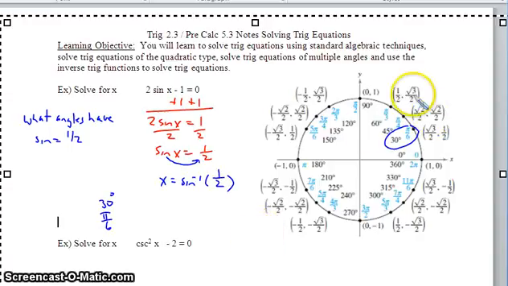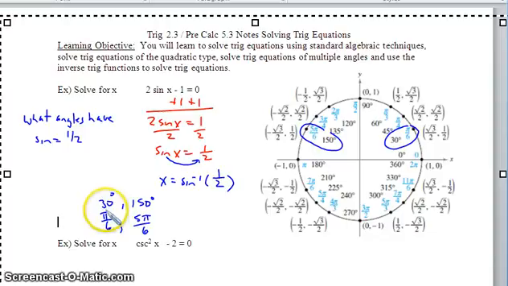Keep going around the unit circle. Let's see. Here's another angle right here. 150 degrees, and 5 pi over 6, which is the same thing, if I want to give it in radians instead. Keep going around the unit circle. That's a negative 1/2 for sine. That's a negative 1/2. So on my unit circle, I get these two angles. But those are not the only two angles that have a sine of 1/2.